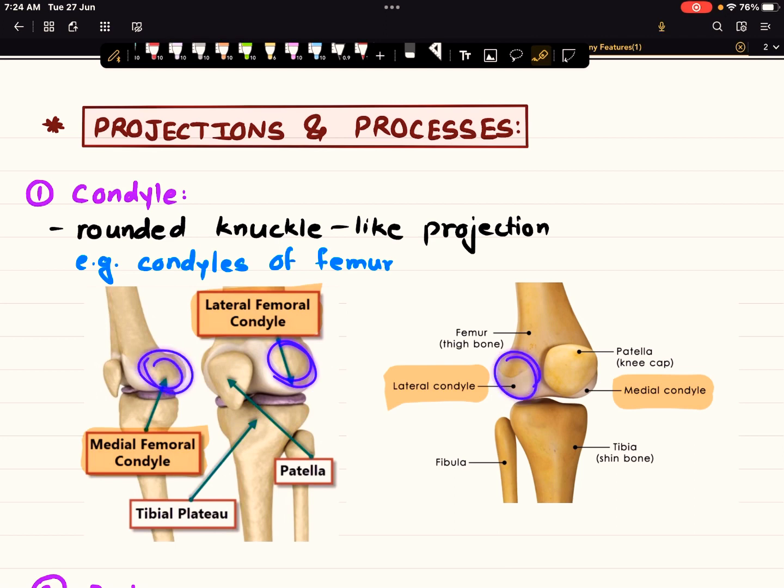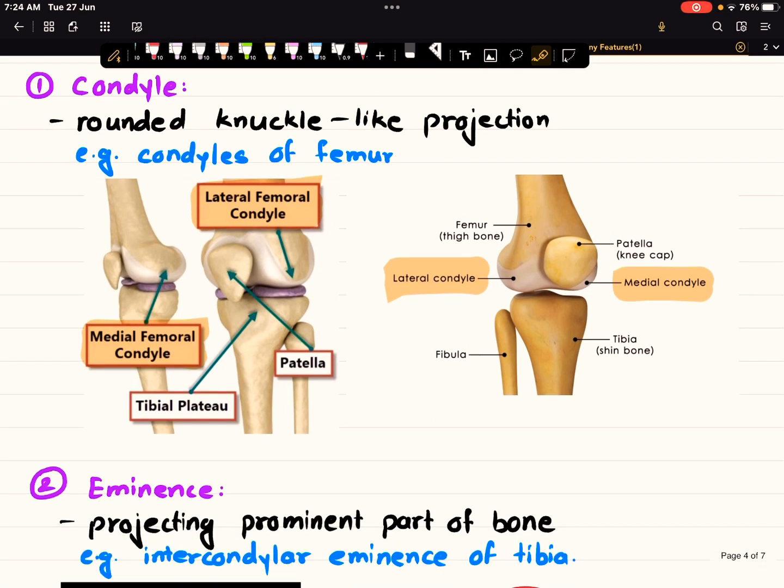As you can see, from a slightly anterior view, this is the medial and this is the lateral epicondyle. Again here, this is the lateral epicondyle and this is the medial epicondyle. If we view from the lateral aspect, this is the structure of the medial epicondyle. So the example of condyles is the condyles of the femur.